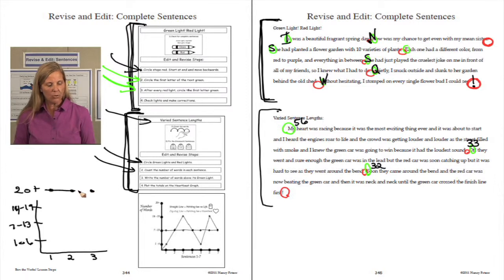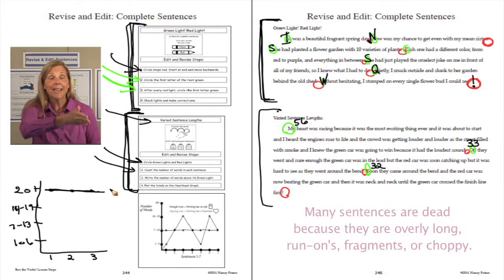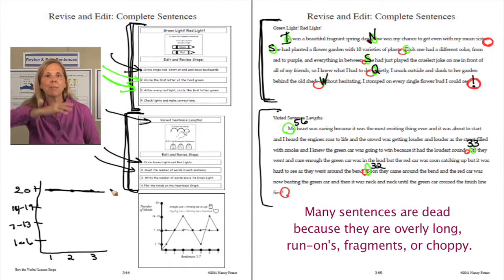Let's connect those dots together and look at that. It's a flat line. Writing should have a heartbeat. This writing is flat. That means it's dead. And when writing is dead, no one wants to read it.